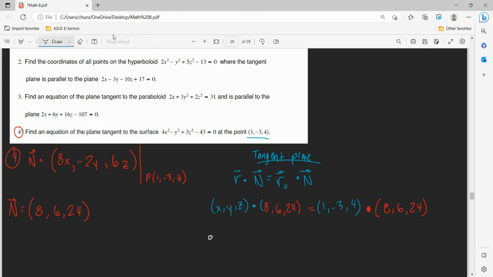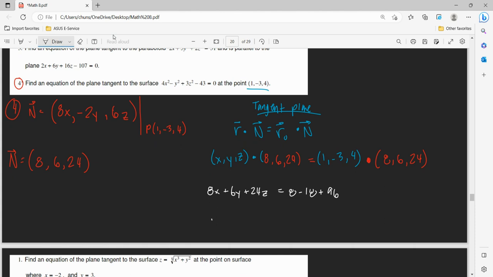So then this gives us 8x plus 6y plus 24z, and this is equal to 8 minus 18 plus 24 times 4, 96. And this gives us, if we move everything to one side, plus 24z. This is 8 minus 18 plus 96. And we move this over, this is negative 86 equals 0.